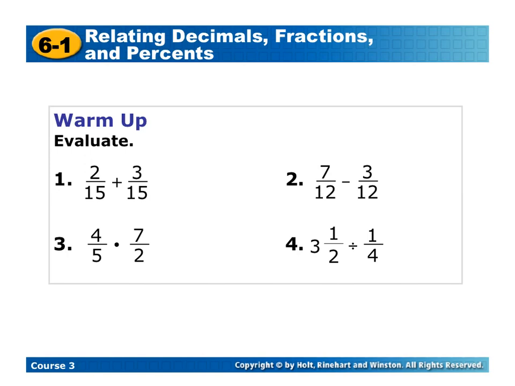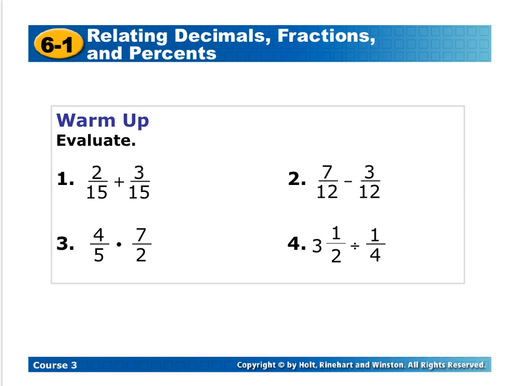Here we have 2/15 plus 3/15. Denominator is the same, so it becomes 5/15. Both of those are divisible by 5, so that becomes 1/3.